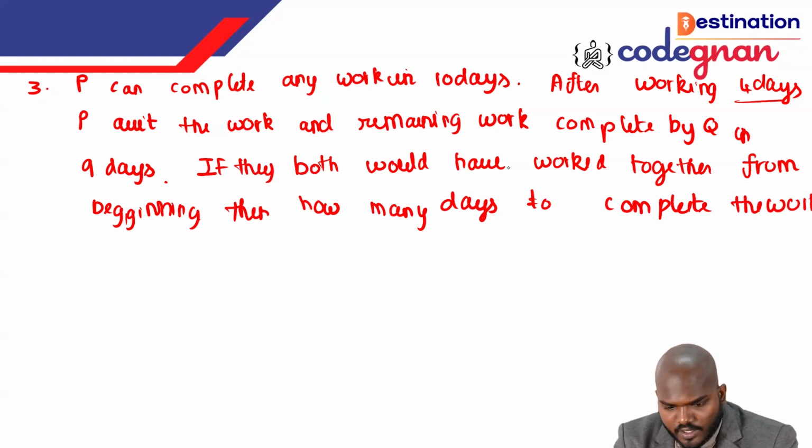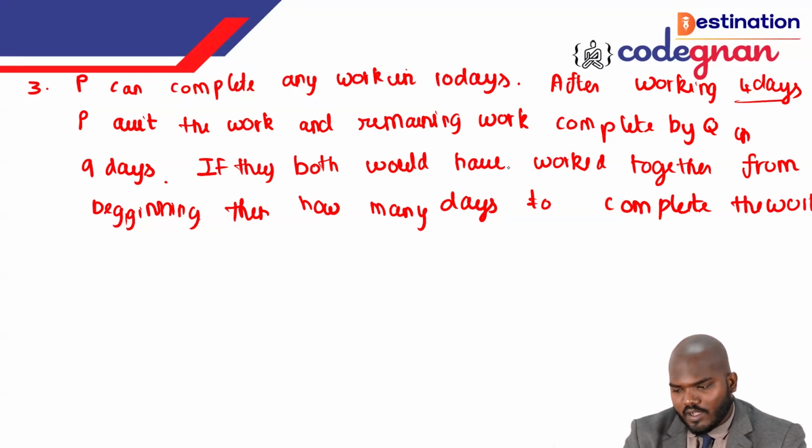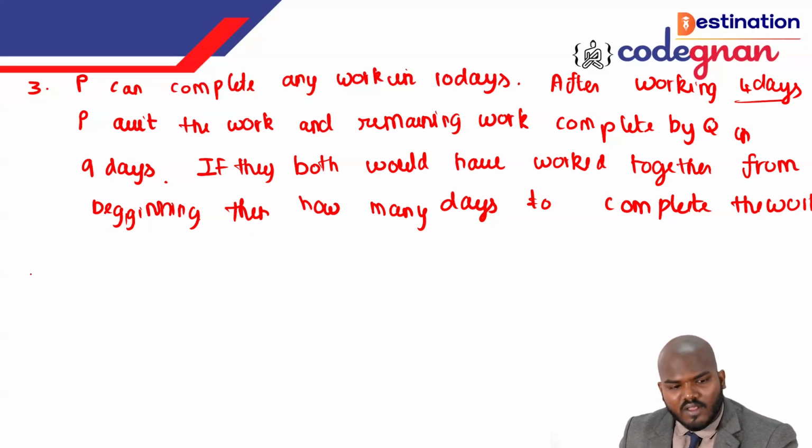I just read out the question for you guys. P can complete any work, it is defined that any work is to be mentioned there, you can call it the amount of work. In 10 days, after working 4 days, P quit the work and the remaining work is completed by Q in 9 days. If they both had worked together from the beginning, how many days will it take to complete? That's a very important thing they have given in the question. So let's see here. We'll move with the same procedure we have used from the beginning.